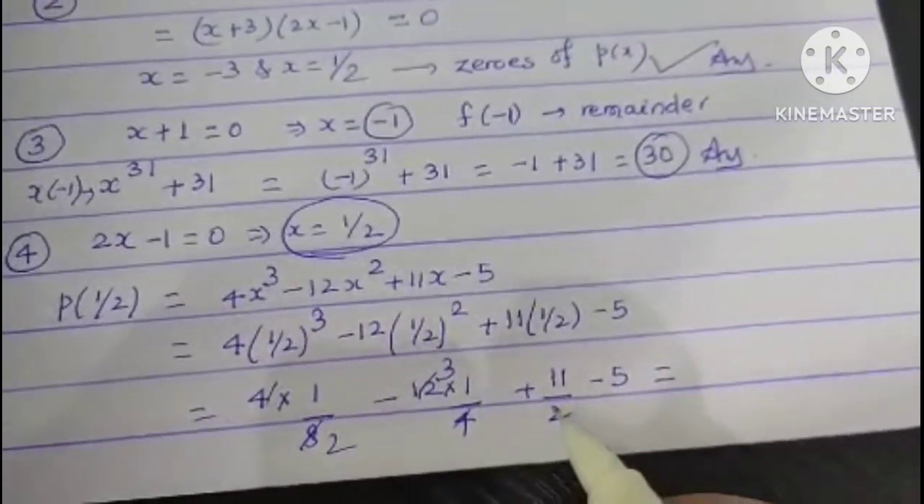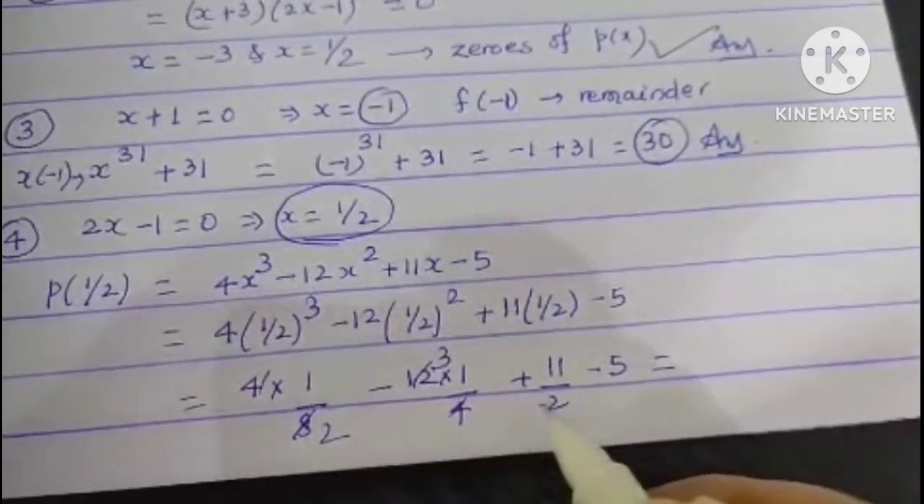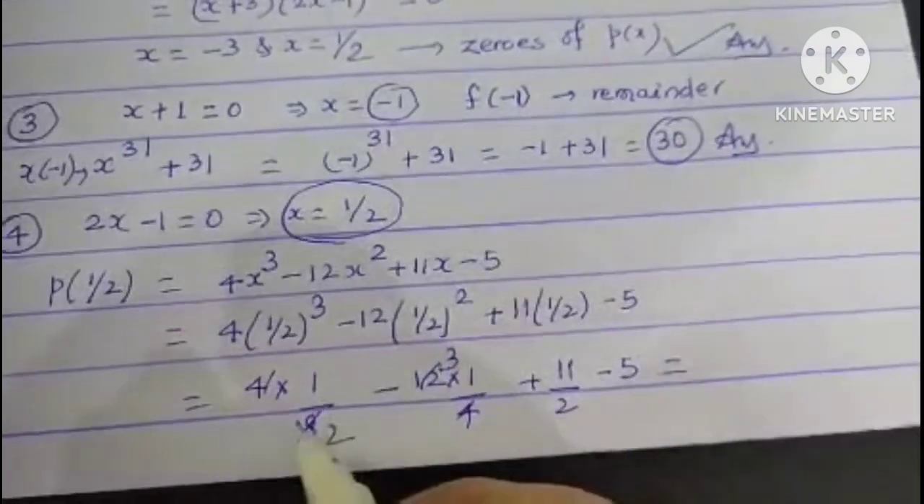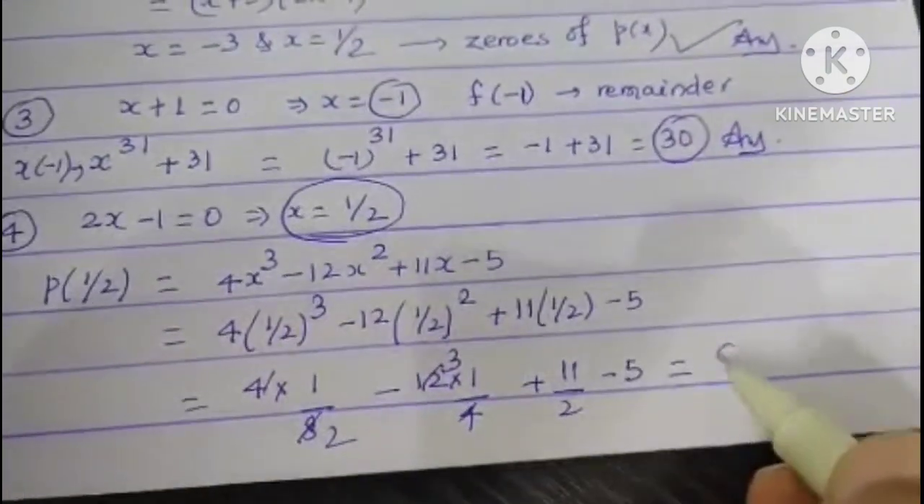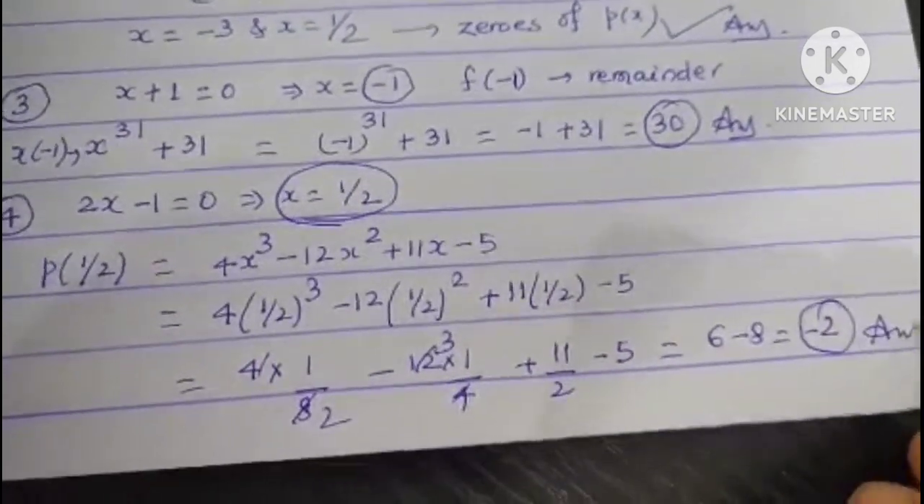This is 11 by 2. So it will give us plus 3, minus 5, minus 8. This 11 by 2 plus 1 by 2, so 12 by 2, so 6 minus 8. That is equal to minus 2. This is the answer.